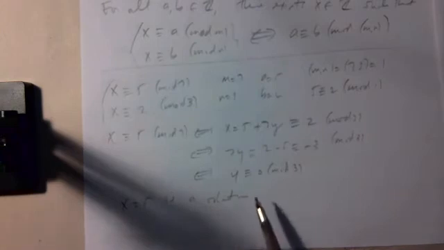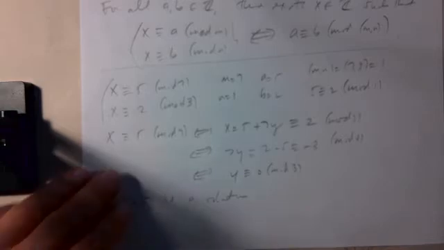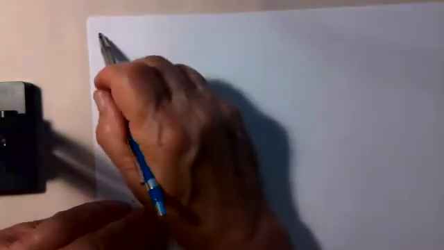So this is not a proof of anything. This is just an example of applying the Chinese remainder theorem. But the method of solving the problem actually gives us a pretty good hint about how to prove the theorem. So let's prove the Chinese remainder theorem.